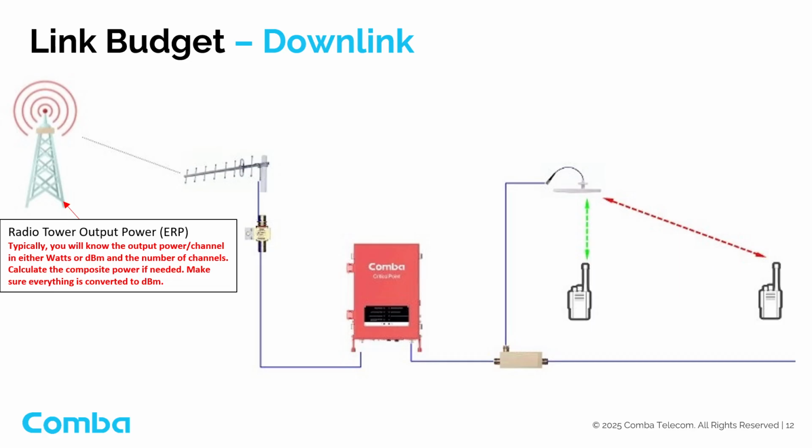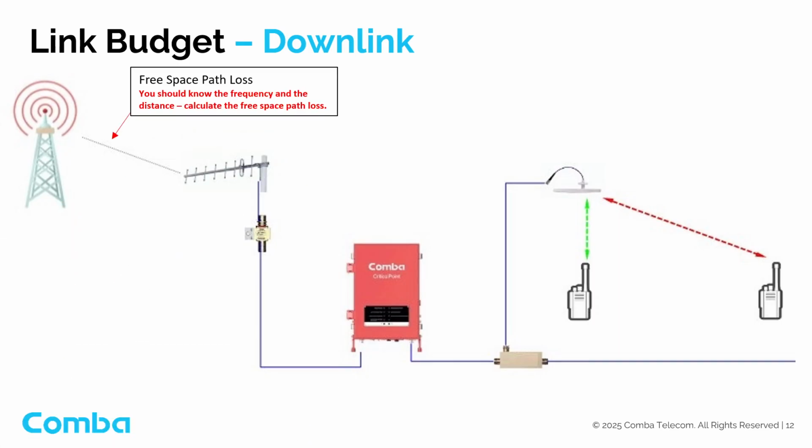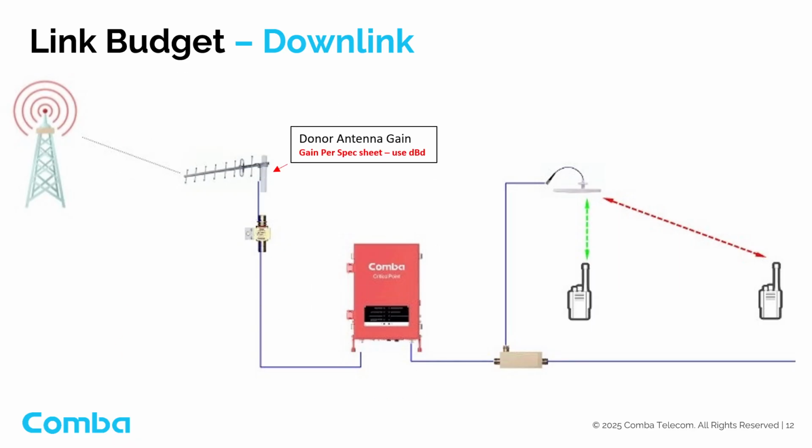When multiple channels are active, the total composite ERP can be calculated to ensure the BDA operates within its input and output power limits. Next, we calculate the free space path loss, or FSPL, using the known frequency and distance between the tower and donor antenna. Next, we have the donor antenna.